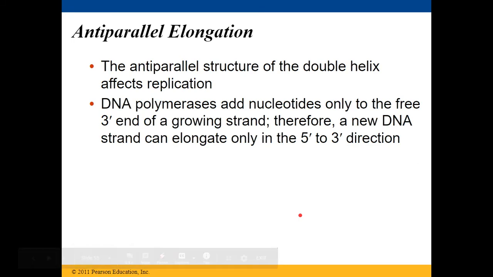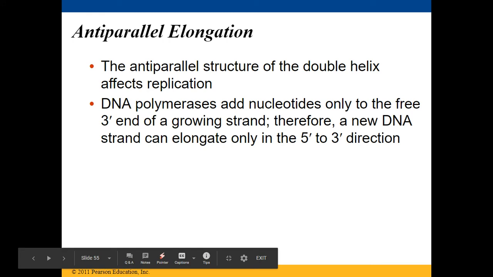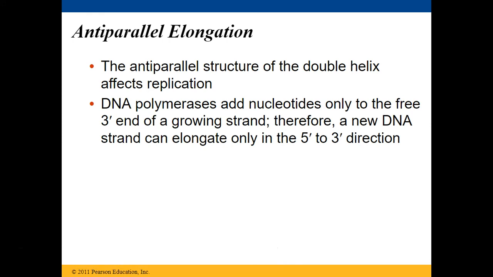DNA replication is called antiparallel elongation because DNA is an antiparallel structure, and it affects DNA replication. DNA polymerase can only add nucleotides to the free 3' end of a growing strand. Therefore, DNA strands can only elongate in the 5' to 3' direction. But one of our strands goes in the opposite direction.